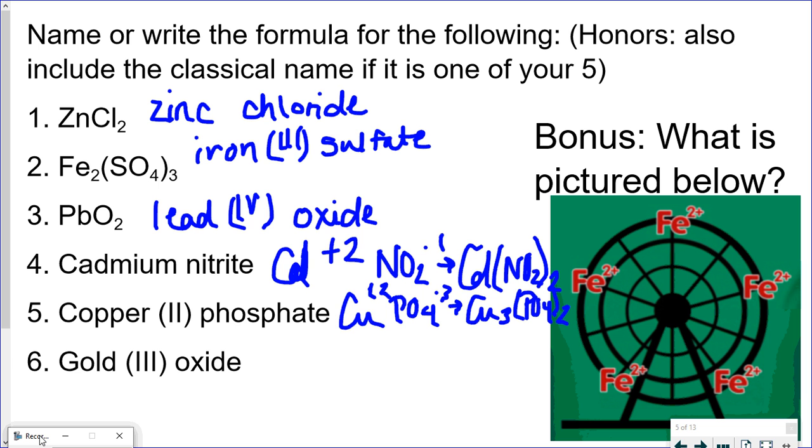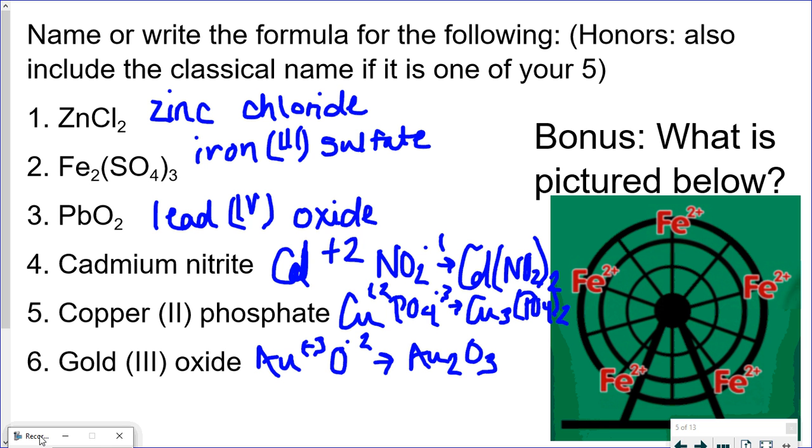Look at gold 3 oxide. Remember, gold is Au. It tells us it has a +3 charge. Oxide is O with a -2 charge. When you crisscross these, you get Au2O3. And gold is one of those that you need to know classical for in honors. Since gold 3 is the higher of the charges, it will be auric oxide.